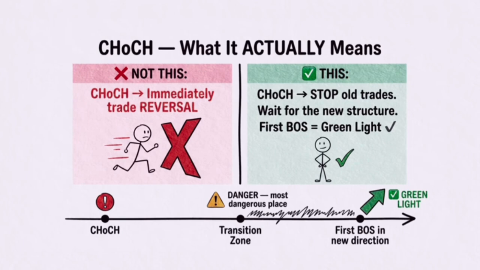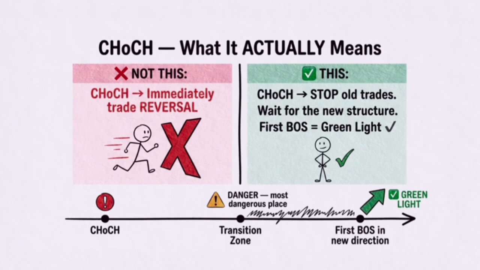Let me say that again. CHoCH does not mean enter a trade in the opposite direction. What it means is stop trading the old direction. That's it. Wait for the new structure to confirm. The transition zone right after CHoCH is the most dangerous place on any chart.